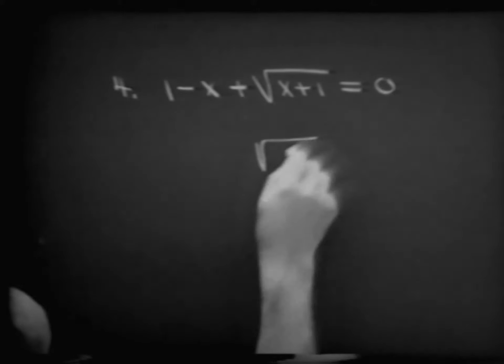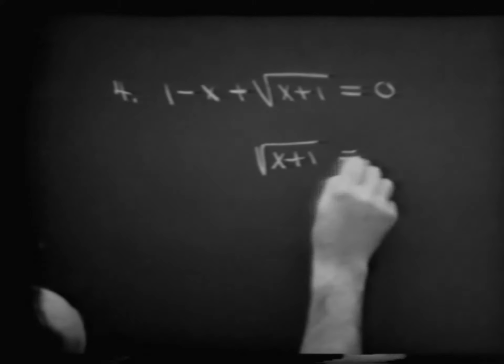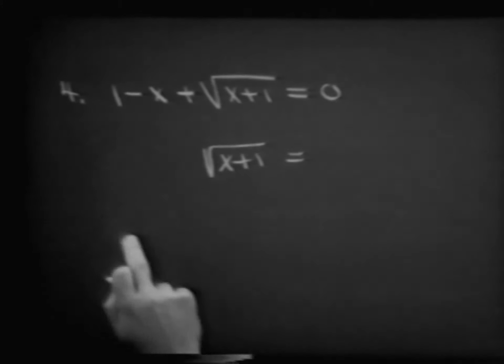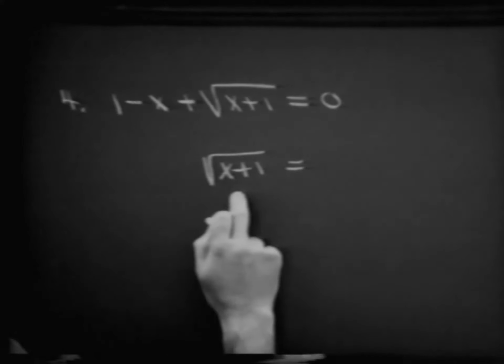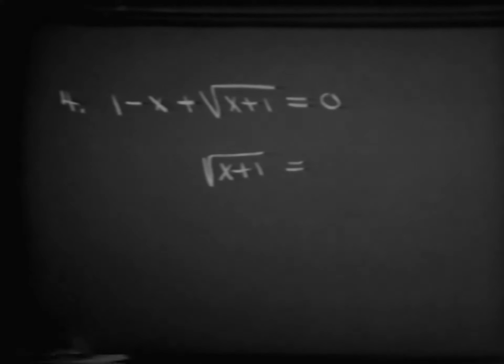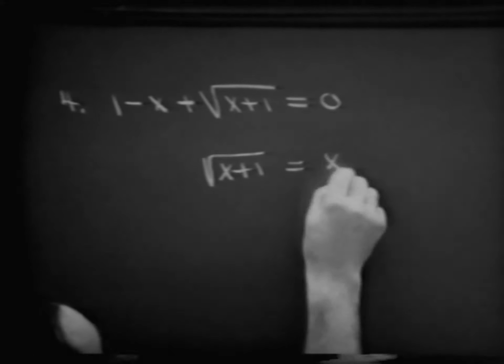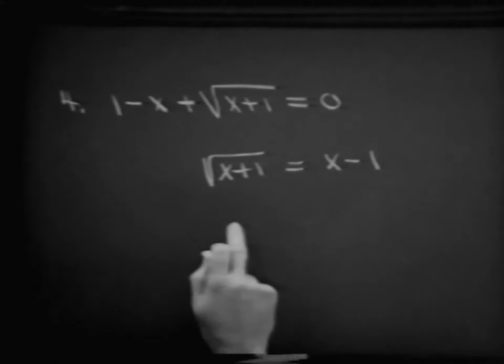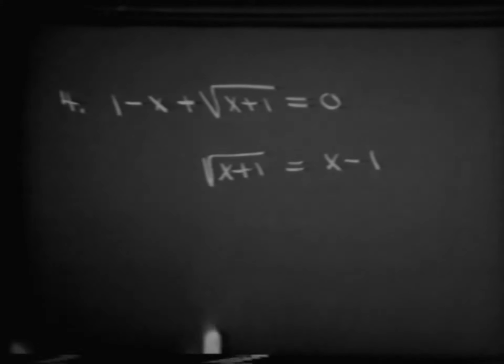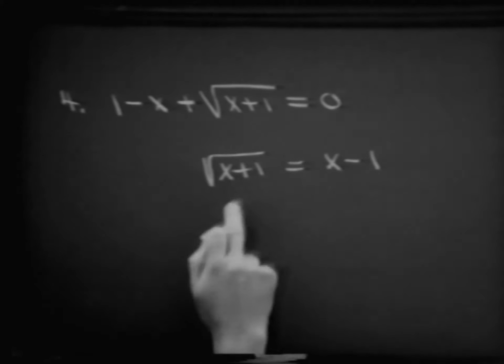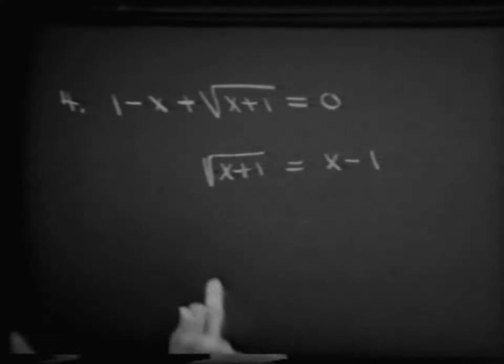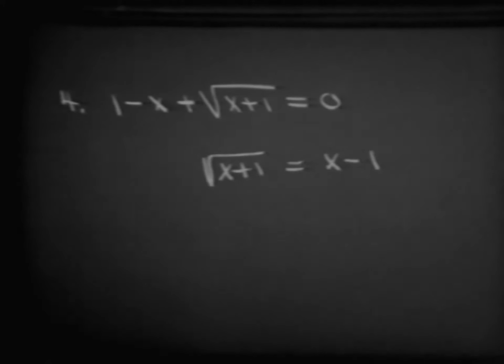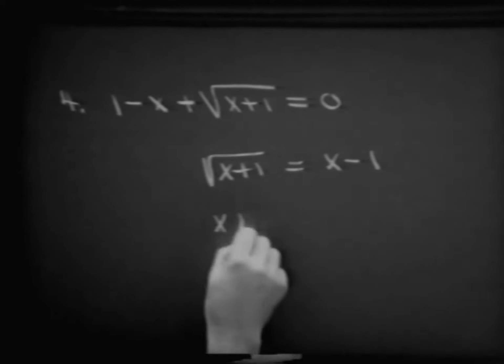And you look at this and you say to yourself, well, let's subtract this number from both sides of the equation. In other words, the square root of x plus 1 is going to be equal to, and what do we have there, Doug? X minus 1. And notice in this case we have isolated the radical, so to speak, so that when we square, what do we have on the left-hand side here, Malcolm? X plus 1.